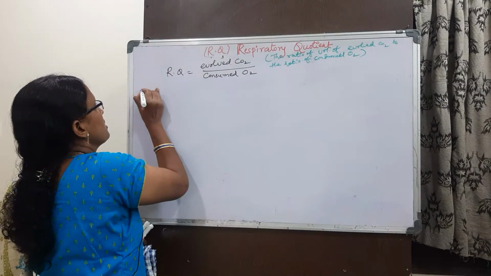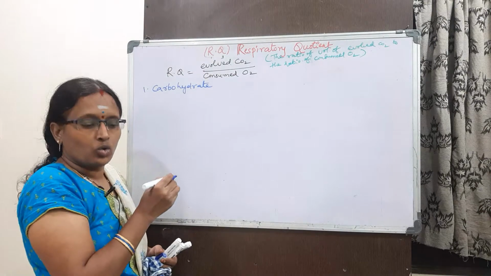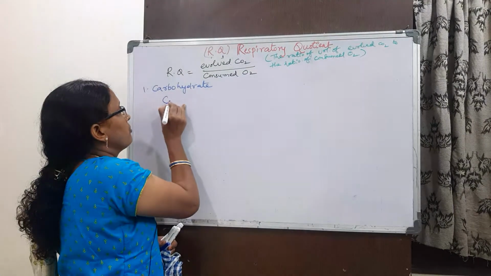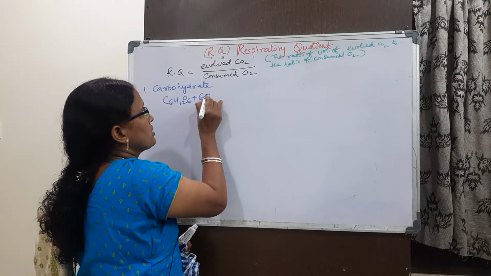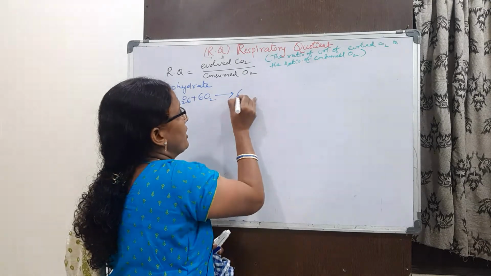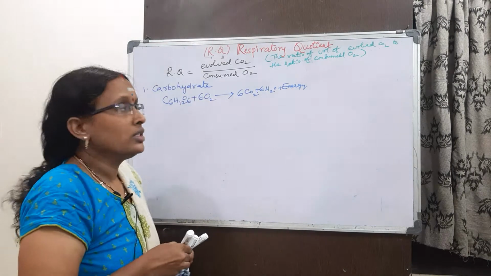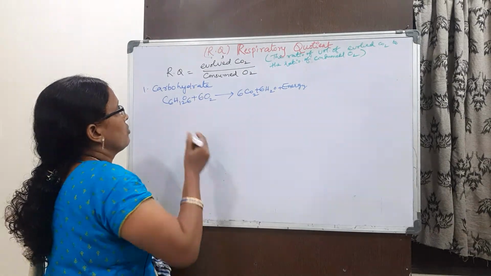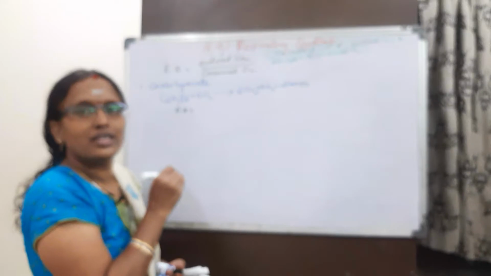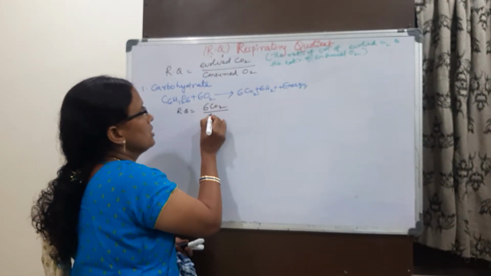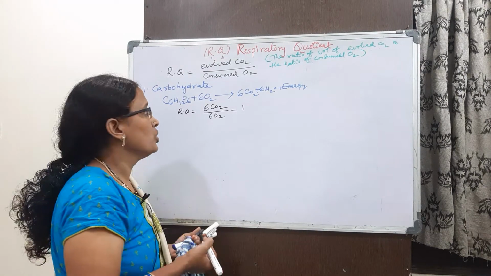First we will calculate it for carbohydrates. If the respiratory substance is carbohydrate, we know that glucose, C6H12O6, in aerobic respiration with 6O2, gives 6 carbon dioxide and 6H2O plus energy. Here 6CO2 is released and 6O2 is used, so the RQ is 1. In the case of carbohydrates, the RQ is 1.